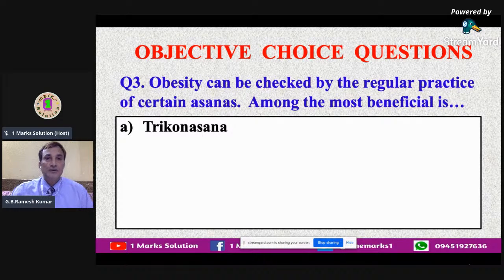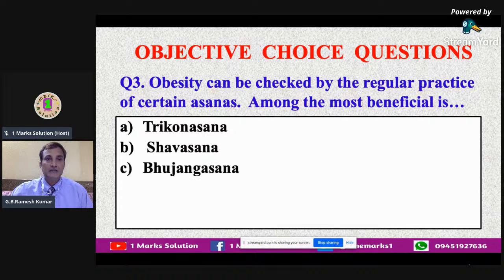Third question: obesity can be checked by the regular practice of certain asanas. Among the most beneficial is... Now, you all know obesity is one of the lifestyle diseases, and the second important thing is that obesity itself is a platform for different illnesses, like diabetes. Okay, so now we have Trikonasana, Shavasana, Bhujangasana, and Pavanmuktasana.